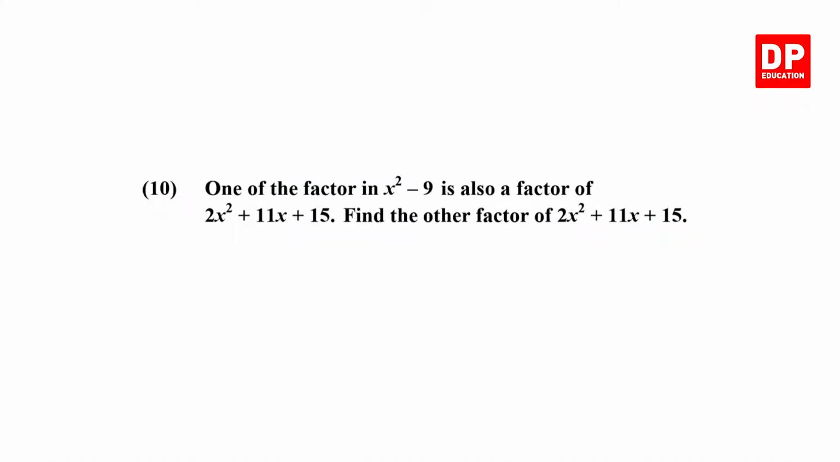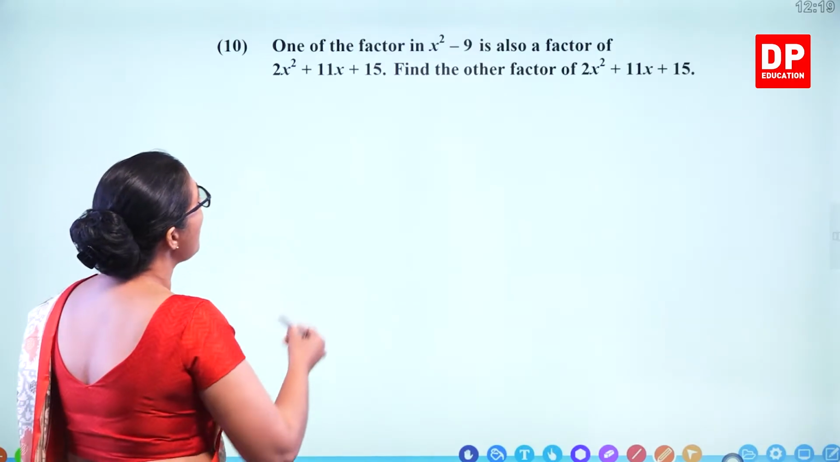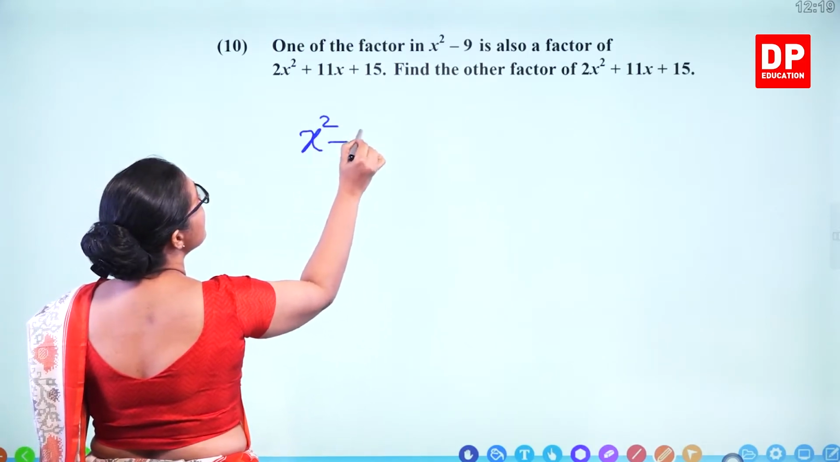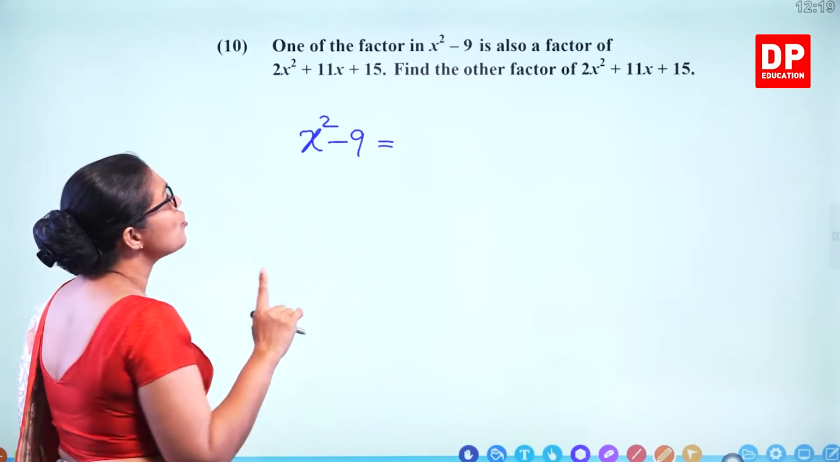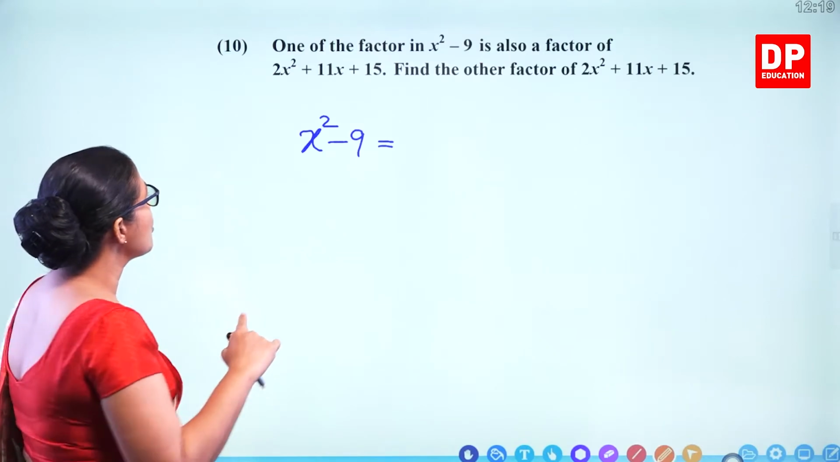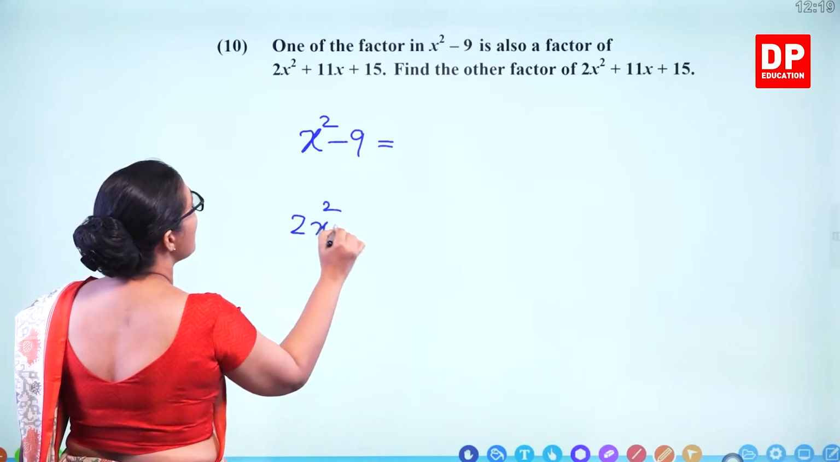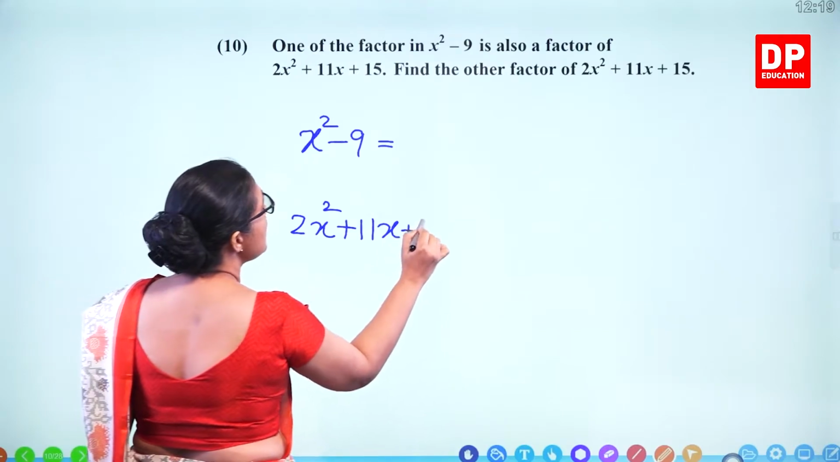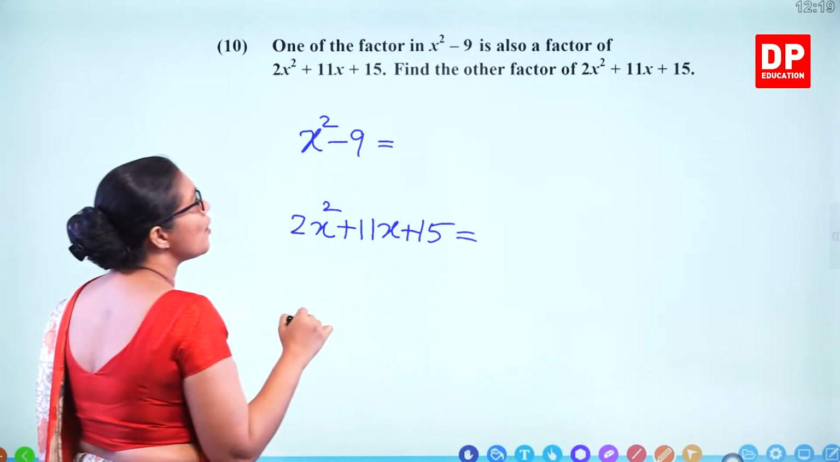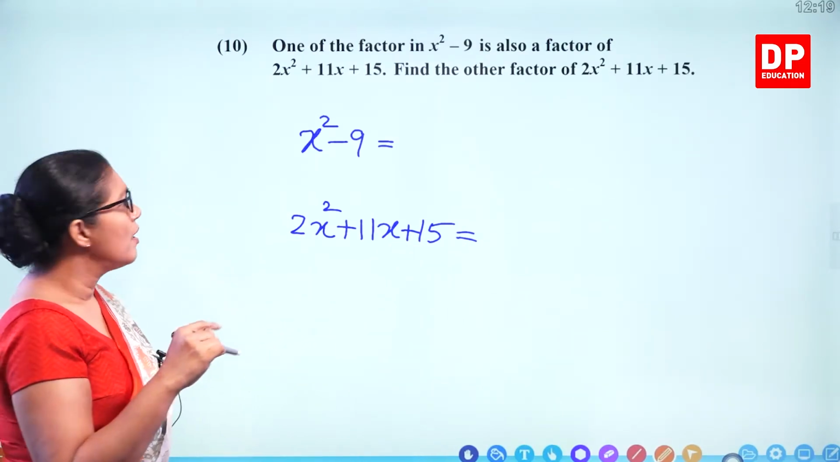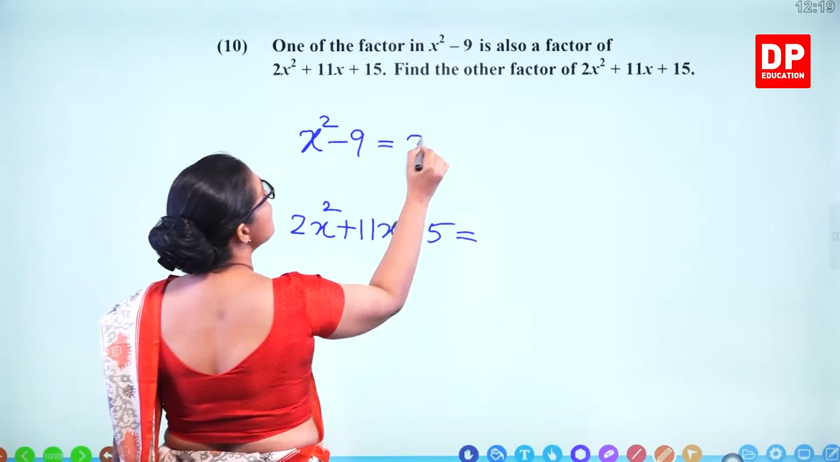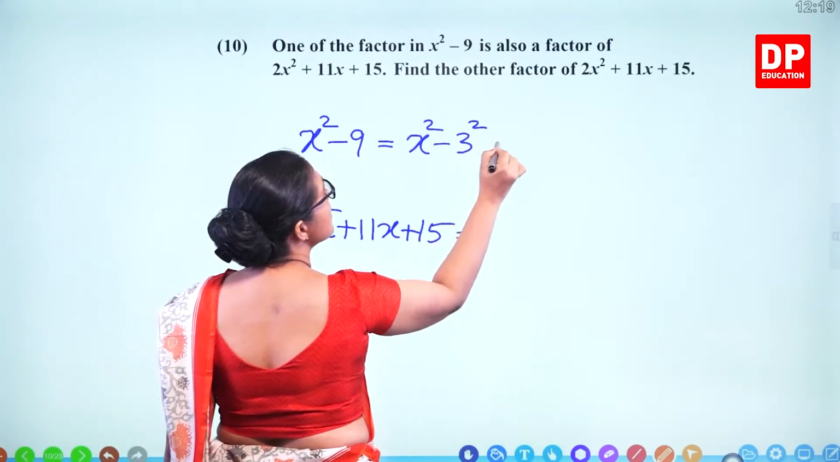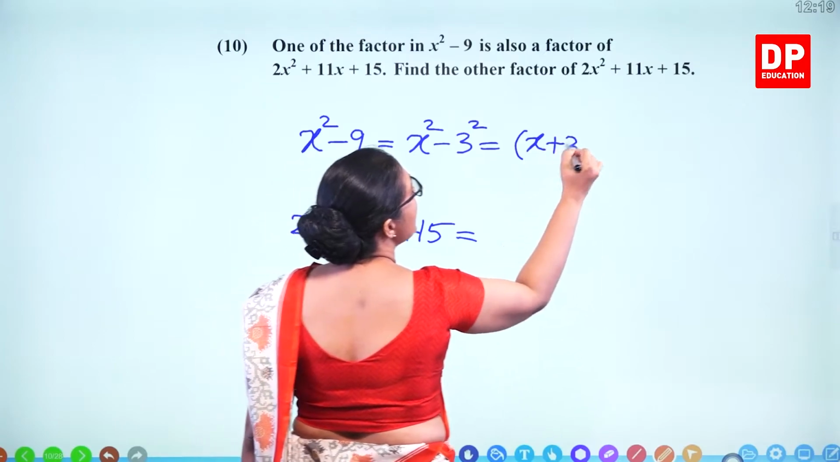Question number 10. One of the factors of x squared minus 9 is also a factor of the expression 2x squared plus 11x plus 15. You are asked to find the other factor of this. So what are the factors of this? This is a difference between two squared terms: x plus 3 and x minus 3.